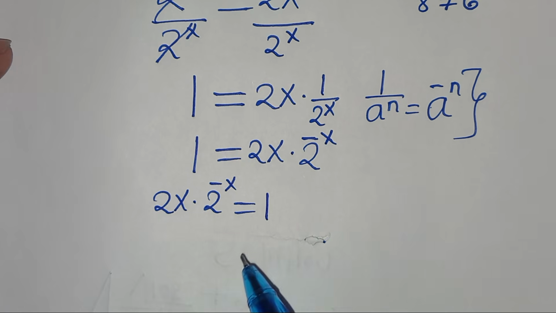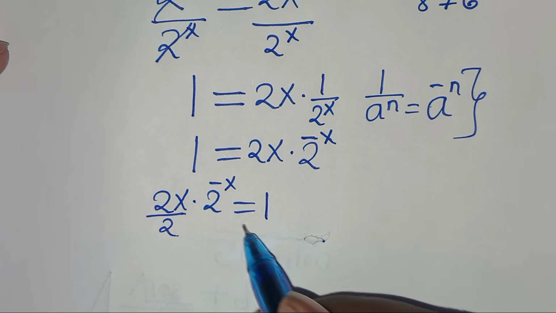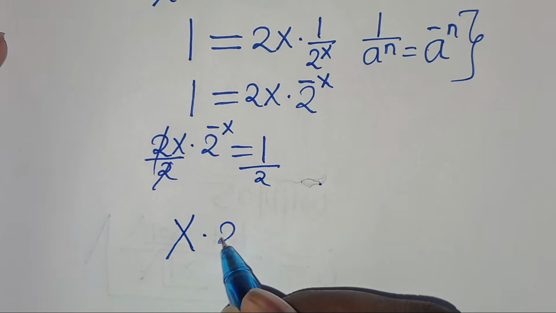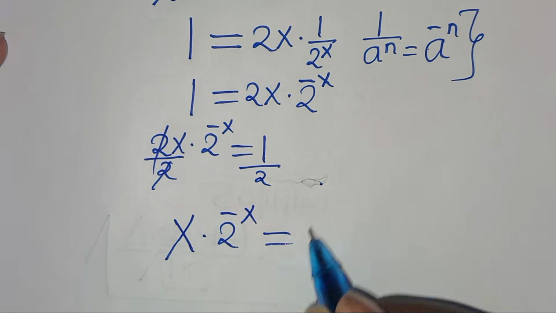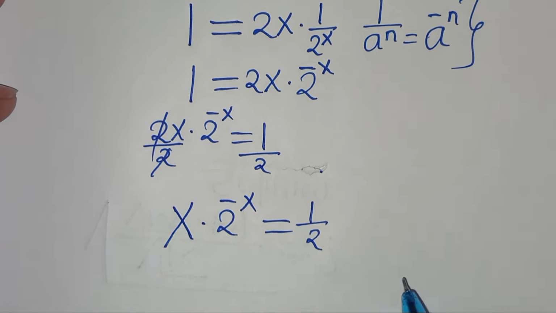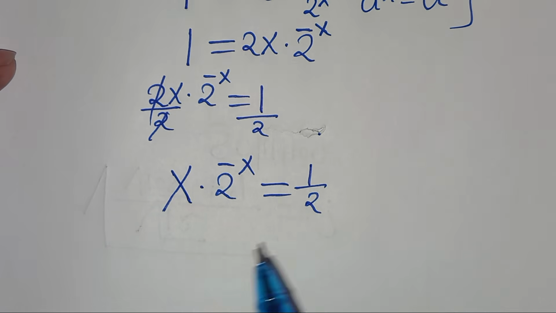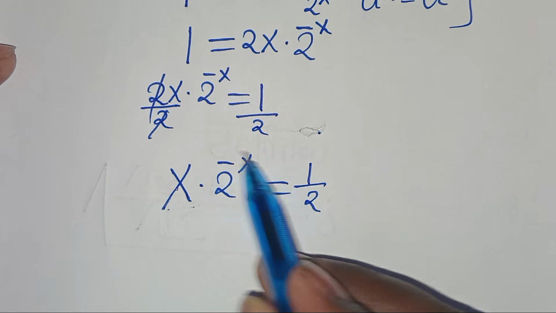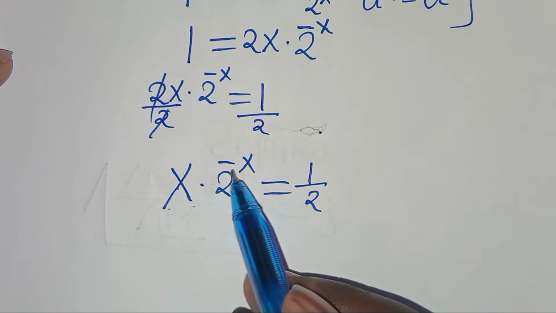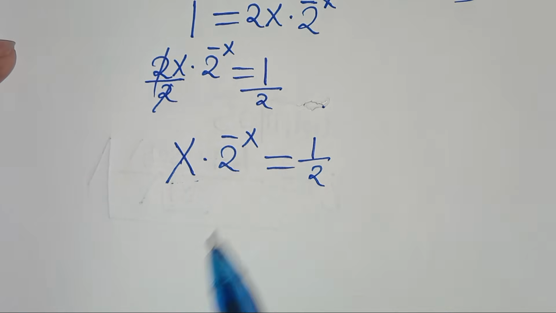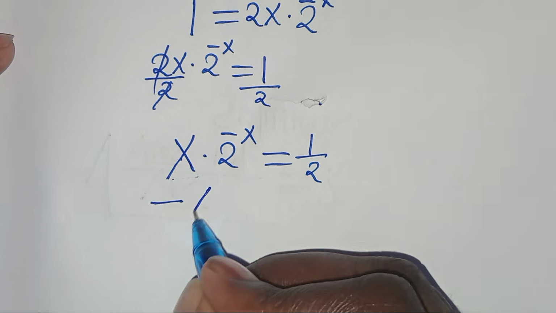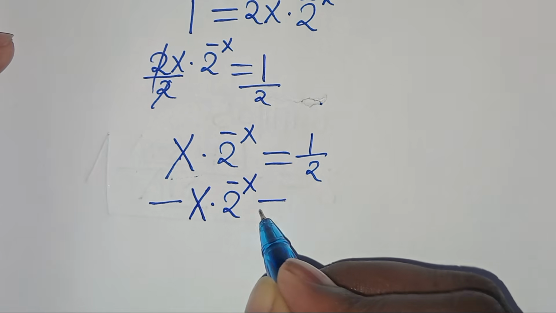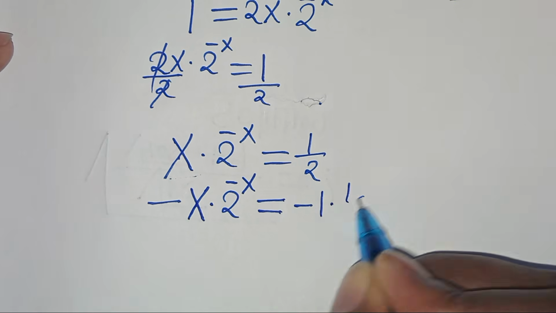Now let's divide both sides by 2, so that now we have x multiplied by 2 to the power of negative x, which is equal to 1 over 2. Now we have x as the coefficient here, and the exponent is negative x. So to make the coefficient and the exponent the same, let's multiply by negative 1, so that we have negative x multiplied by 2 raised to the power of negative x, which is equal to negative 1 times a half.